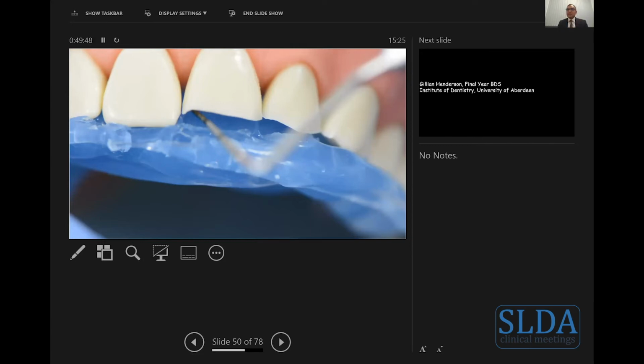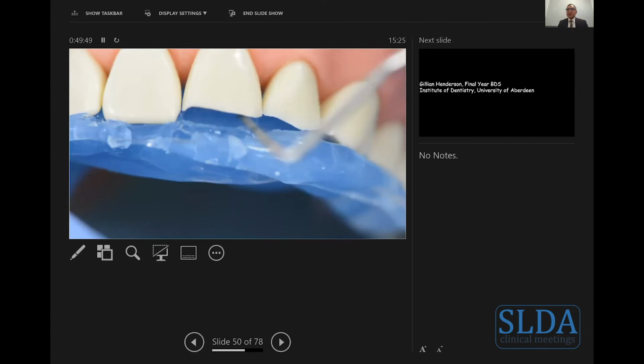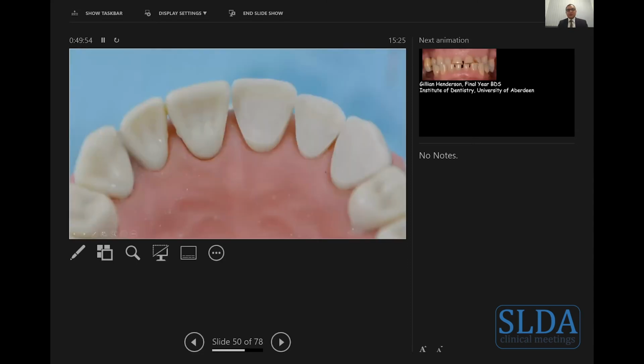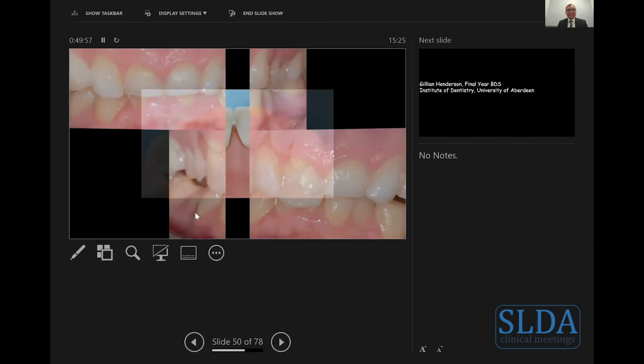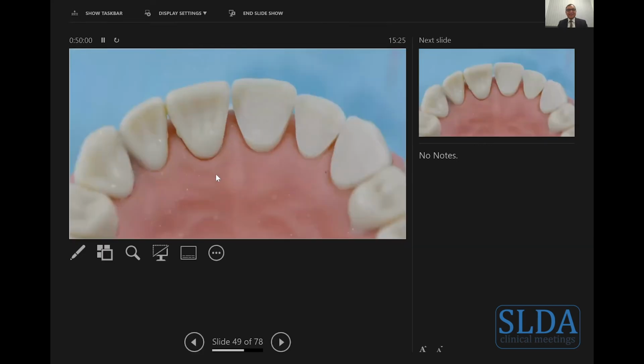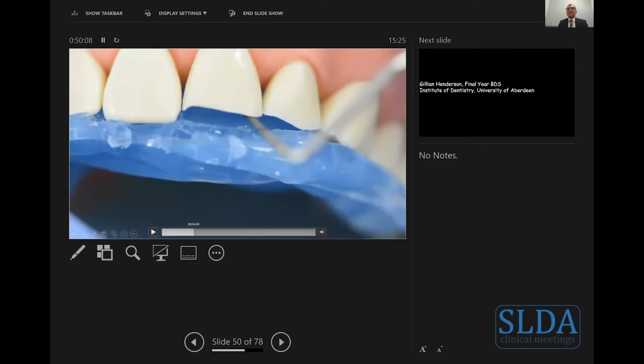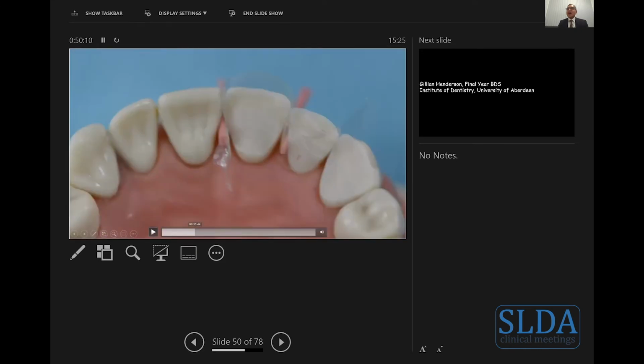So here I'm showing the space and I let it play again. And then, oops, sorry about that. Let's see if I can drag it onto there. So this is where I am isolating the teeth independently, or individual teeth are isolated.